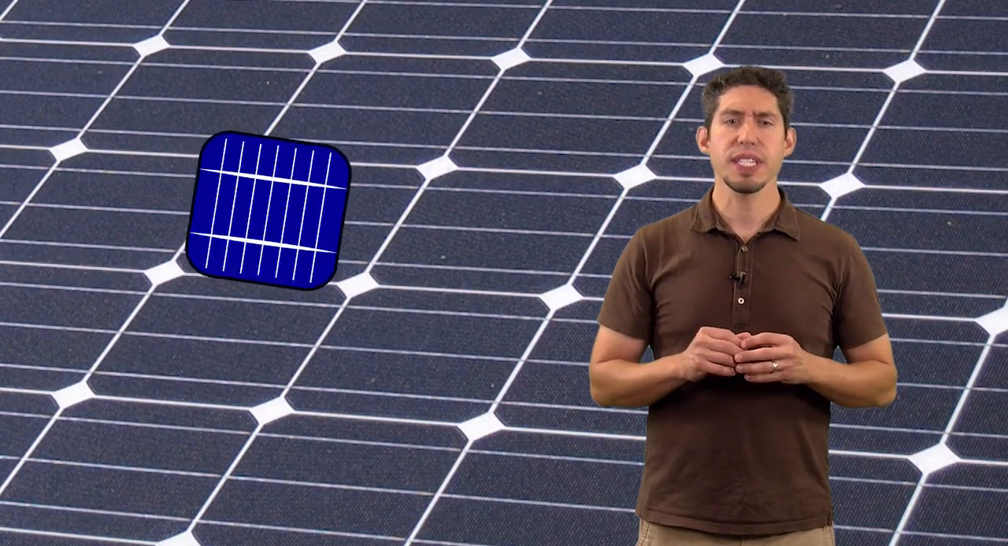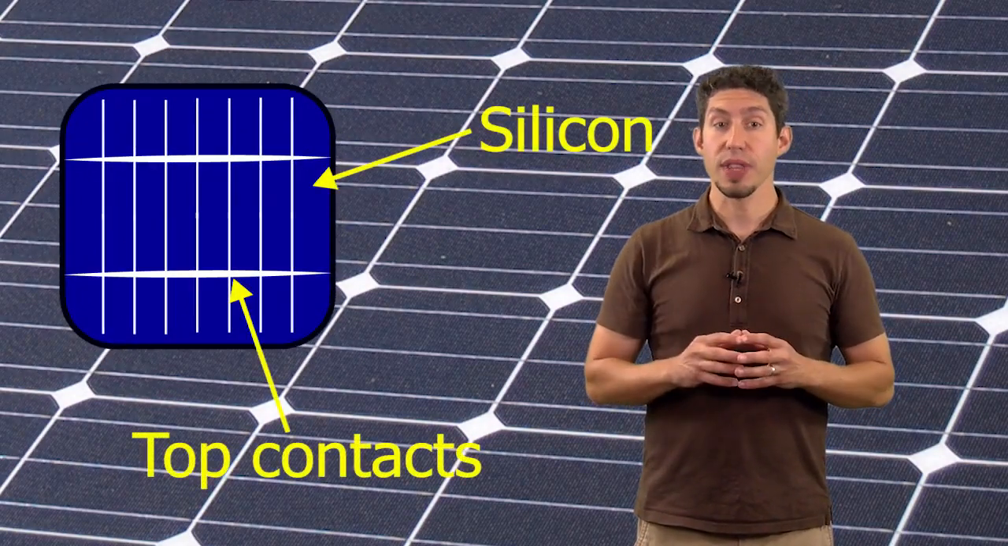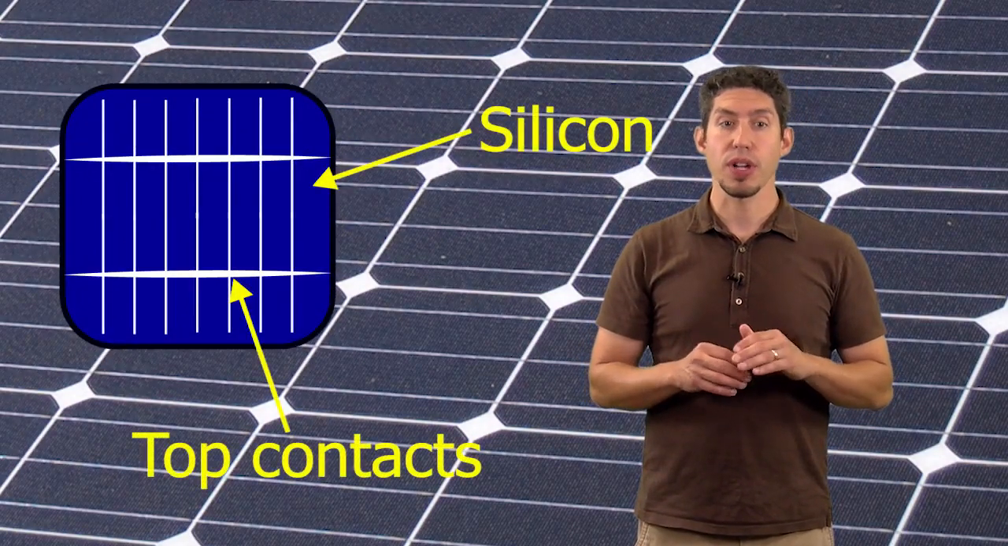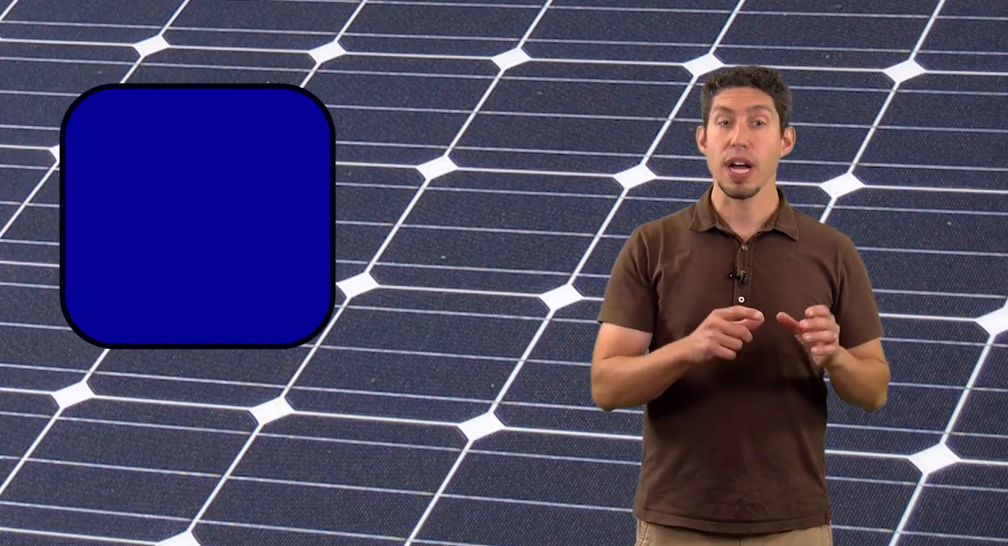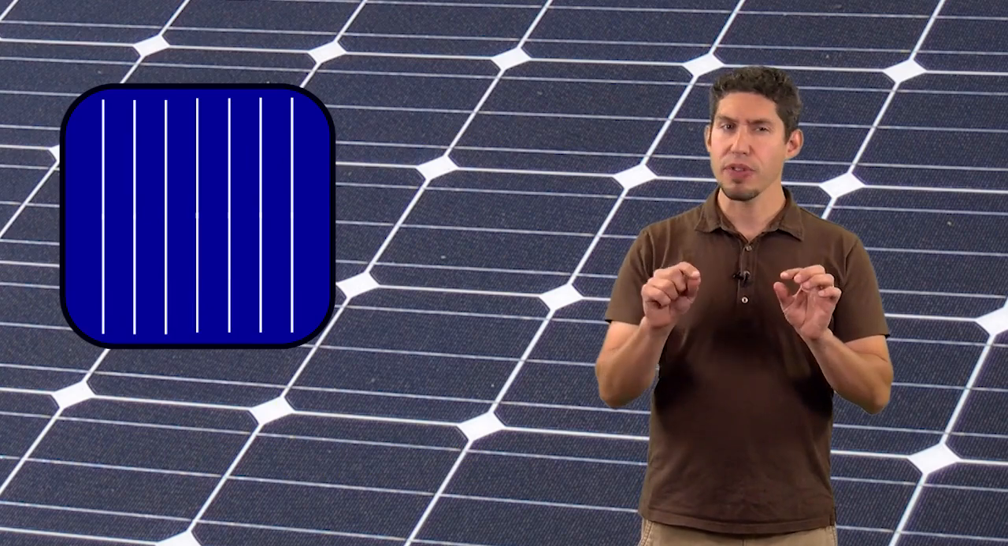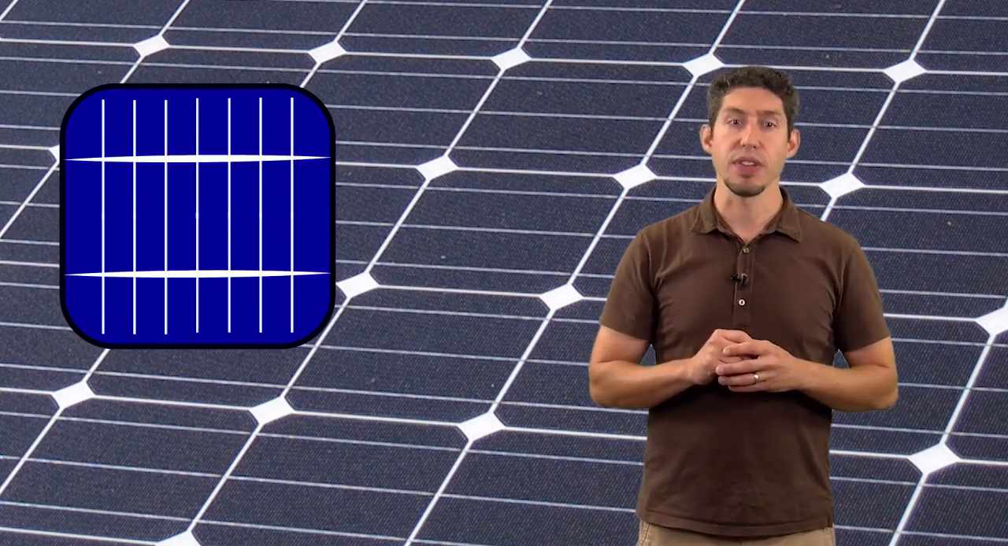The solar cell consists of a piece of silicon with contacts or electrodes that are put across the surface and on the back. Often you'll see many smaller contacts connected together by a few larger contacts on the cell's surface.